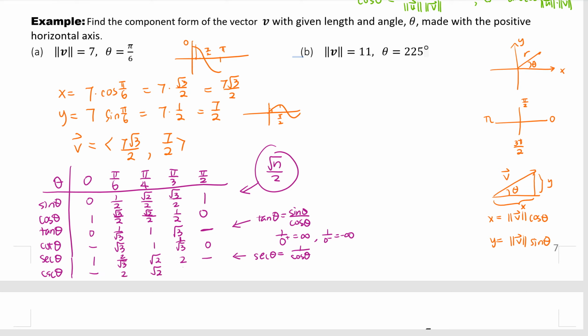So let's just copy it here. And then now we finish the table. So far so good, everybody?